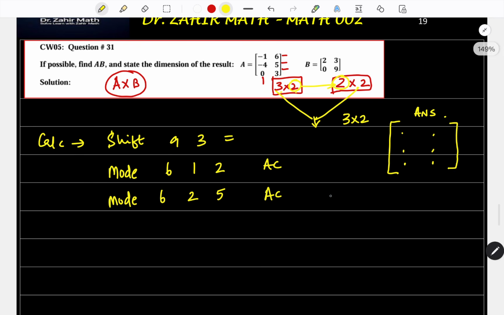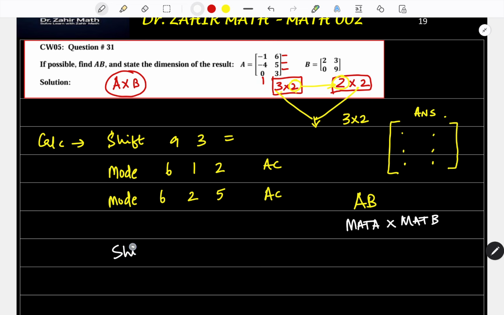Right. Now what do I need to do now? I need to do AB. AB means what is the command I have to give in the calculator? Mat A multiply by what? Mat B. The command or prompt, whatever it is. Okay, right. So what command do you have to give? For AB, you have to give the command as what? Mat A times Mat B you have to give in the calculator.